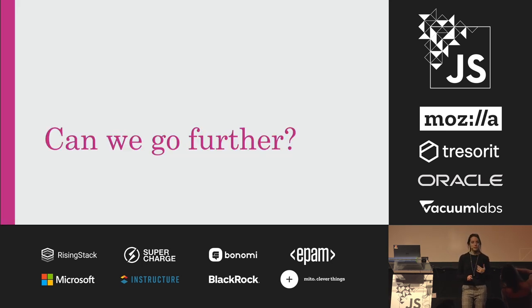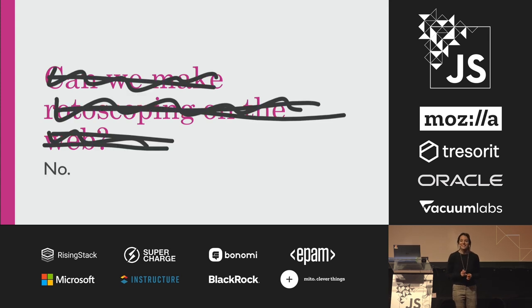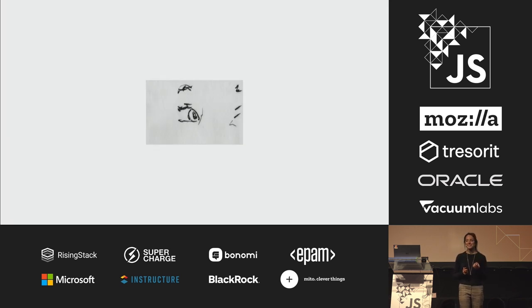So my question is, can we go further? Can we do something else besides these two traditional animations? Can we make rotoscoping on the web? Well, the answer will surprise you. No, we can't. And the reason why is because rotoscoping is something completely handmade. It has the soul of the people who are drawing. And I love my computer. It's called Minerva. Of course, it has a name. But it doesn't have a soul. So it's not the same. You cannot really pretend to do something that the human hand can do.